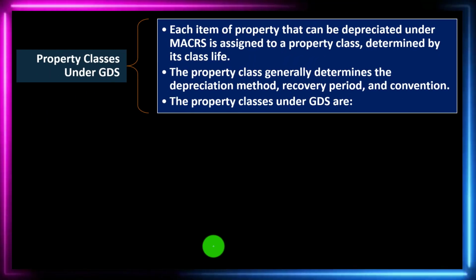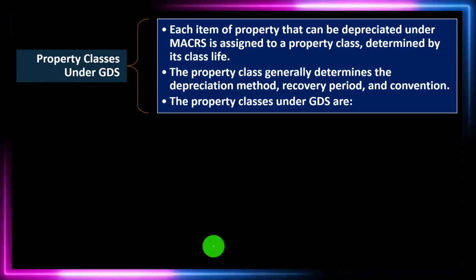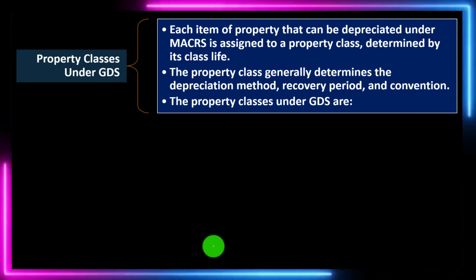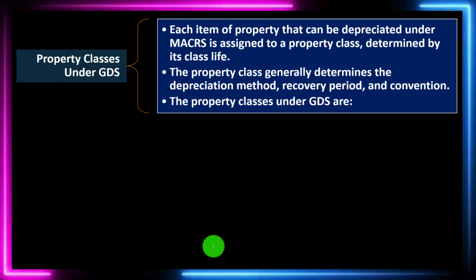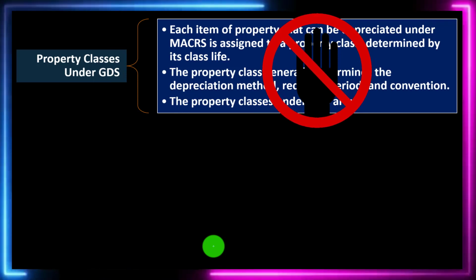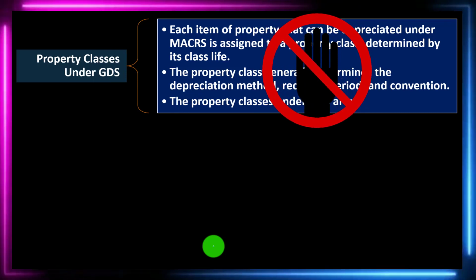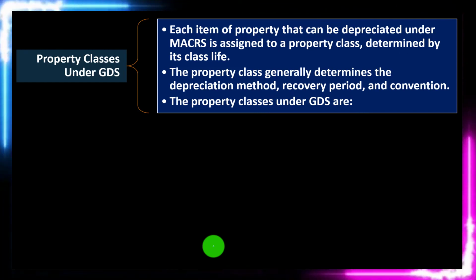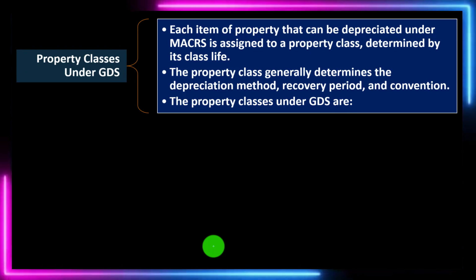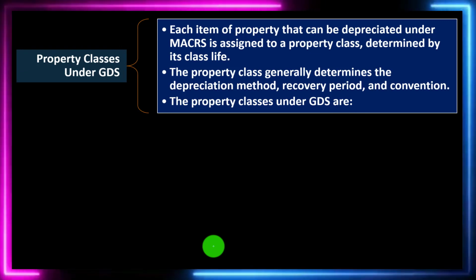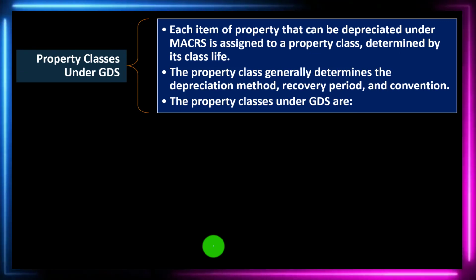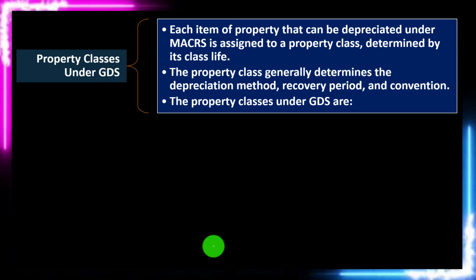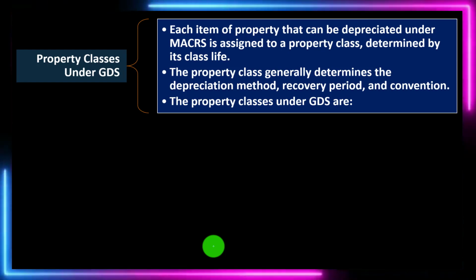Property classes under GDS. Each item of property that can be depreciated under MACRS is assigned to a property class determined by its class life. So they're going to try to be really restrictive and identify each piece of property as to its class life and so on, so that you're driven to how you're going to depreciate something by the tax code more strictly than you would be under other depreciation rules where you might make internal estimates, like under generally accepted accounting principles, for example. So the property class generally determines the depreciation method, recovery period, and convention.